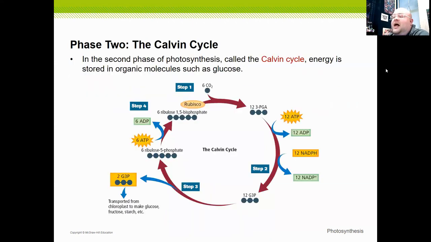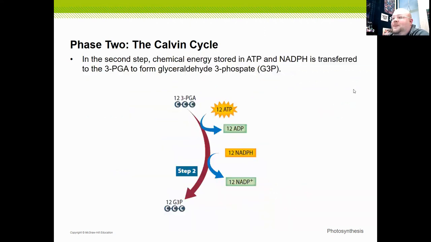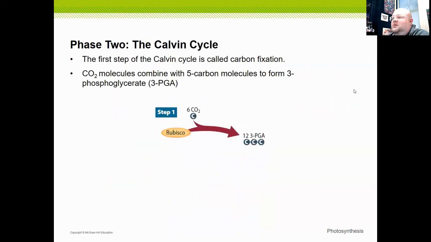Okay, phase 2, the Calvin cycle. You can see here, lots of ATP is created. This is the second phase of photosynthesis. Again, it's called the Calvin cycle. Energy is stored in organic molecules such as glucose. The first step of the Calvin cycle is called carbon fixation.